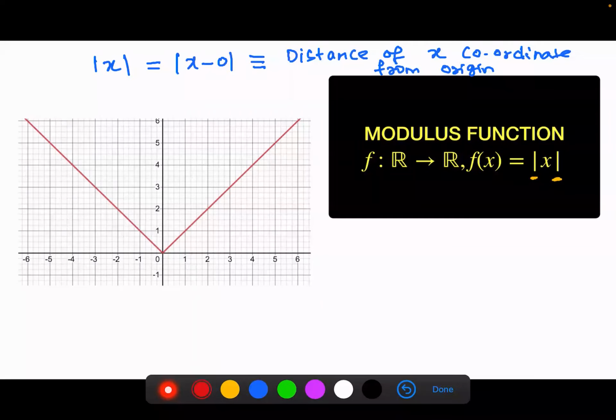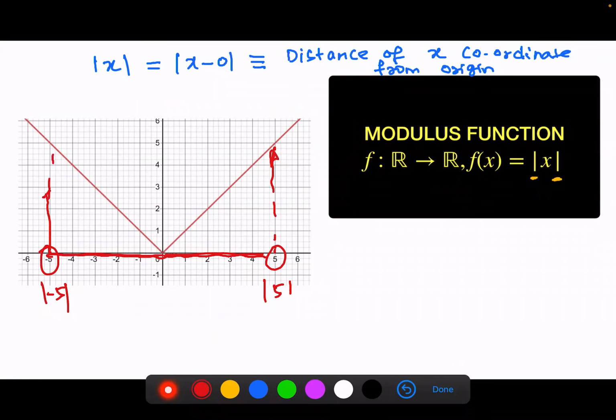So suppose, for example, you take x is 5, or you take x is -5, and you're looking at mod of -5 or mod of +5. You're just trying to get the distance of this real number from the origin. That's it. Distance of this x coordinate from the origin. So the distance is 5 units. Okay, whether you take +5 or -5 doesn't matter. So that is why this function will give you 5. Okay, for each of these, it is going to give you 5.